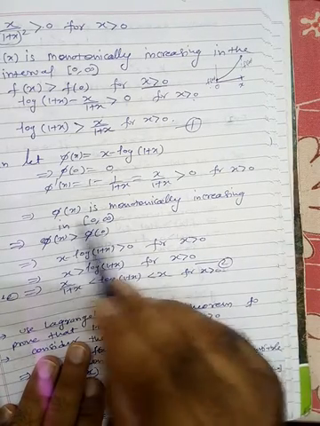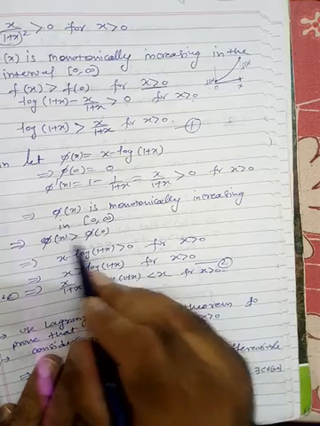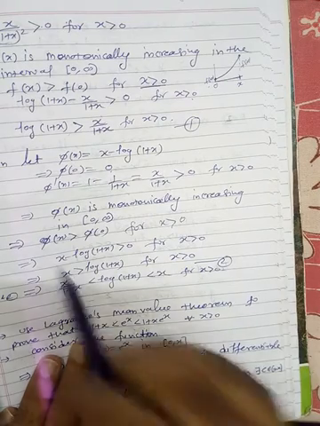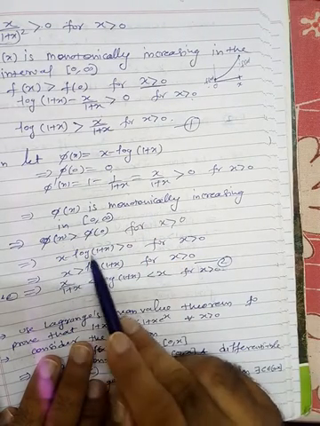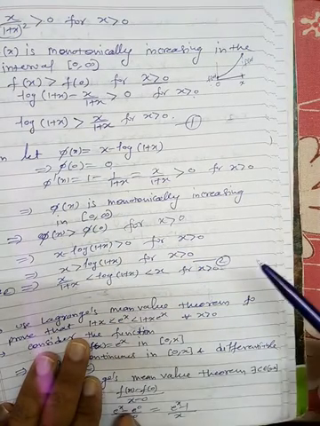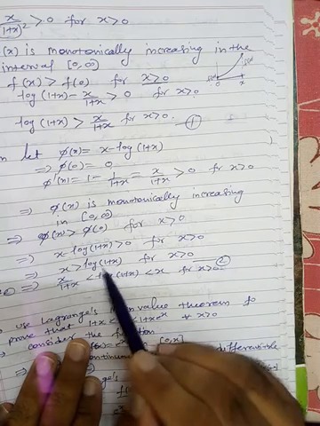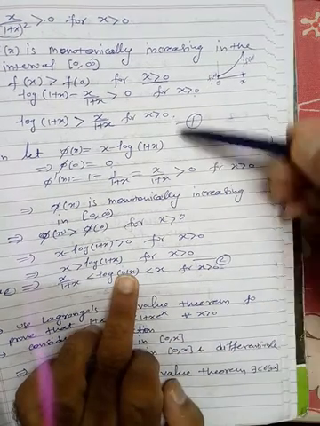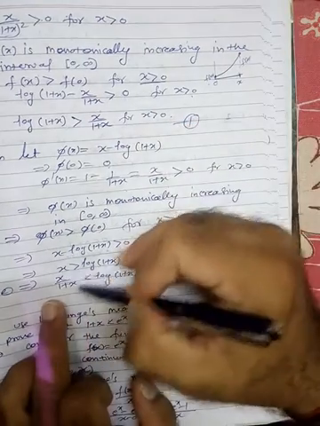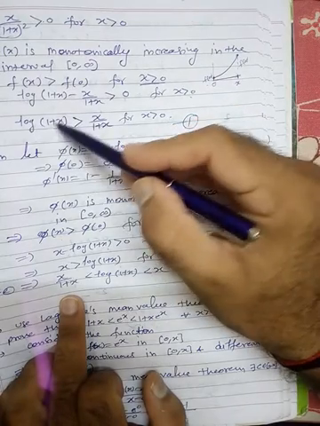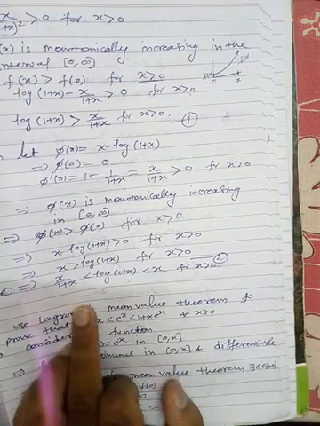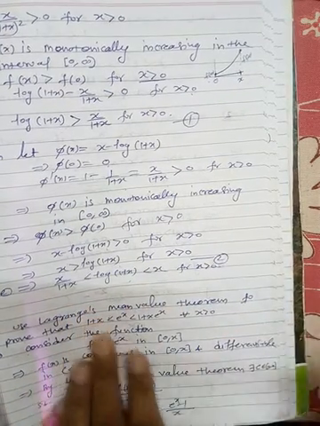Fine. So since this is monotonically increasing, phi of x is greater than phi of 0 for x greater than 0. Fine. What is phi of x? Phi of x is x minus log 1 plus x. This is greater than phi of 0, which is 0. So that's why we can say that x is greater than log 1 plus x. Now when you combine 1 and 2, what will you get? x upon 1 plus x will be less than log 1 plus x, but log 1 plus x is less than x. And hence we get this inequality for x greater than 0. So this is the proof.